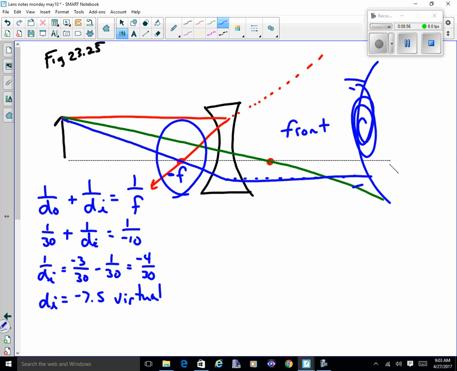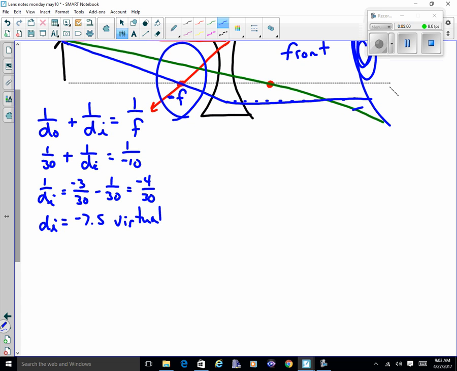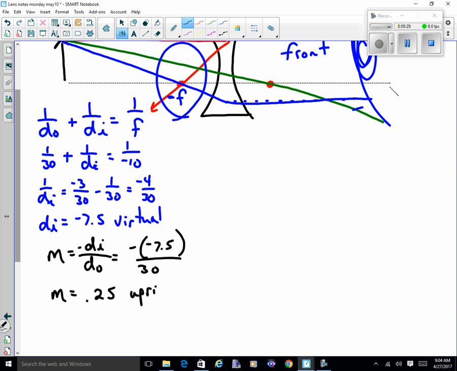The magnification, same way we did before. Magnification equals negative di over do. So I'm going to put in my negative 7.5, divide that by my object distance of 30, and you end up getting a magnification that's absolutely huge. I'm sorry, small rather, of 0.25. It's about 1/4 of the height that you normally see it. So it's upright because it's positive, but it's also very, very small. So about 1/4 of the size.